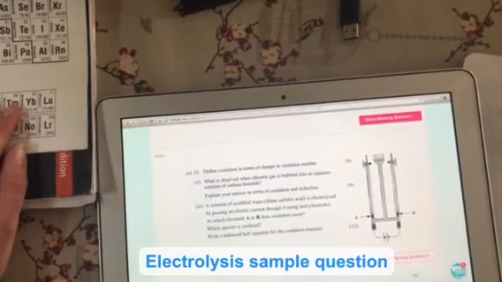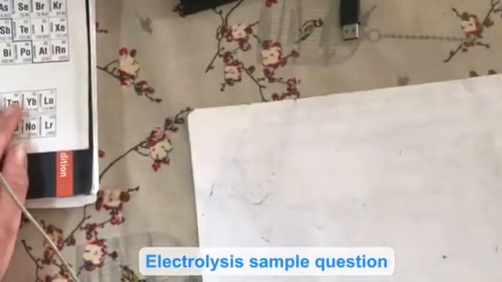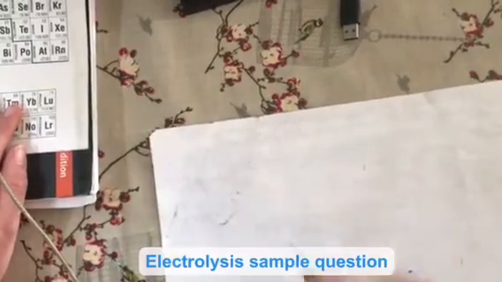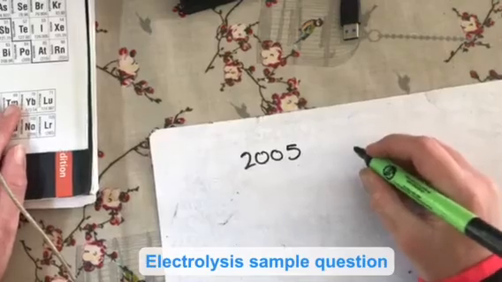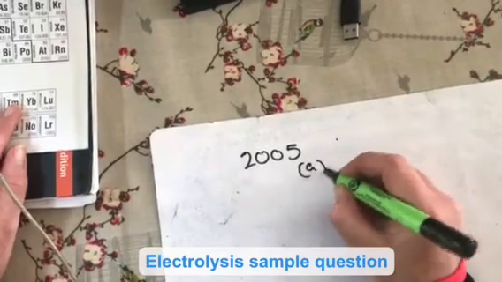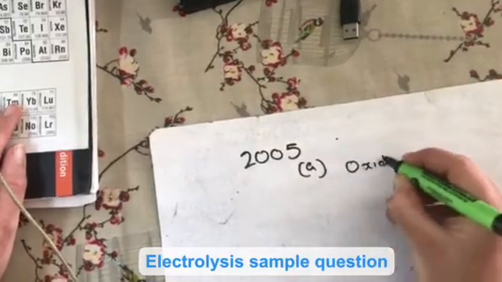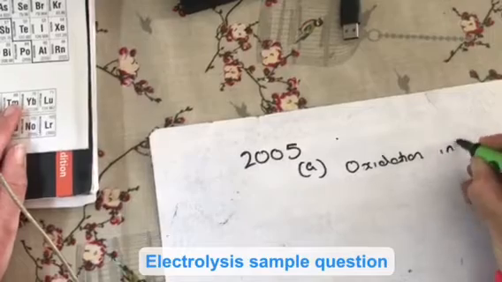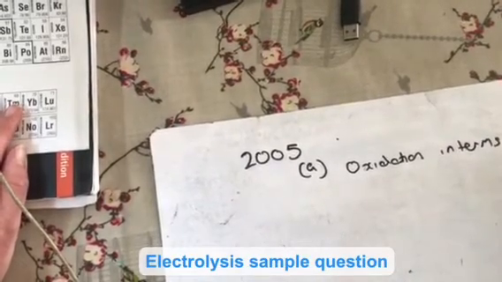So let's start off with defining oxidation in terms of oxidation number. So it's a 2005 question. I'm actually not sure which question, sorry guys, I'm using StudyClix. Okay, so part A. Oxidation in terms of oxidation number.